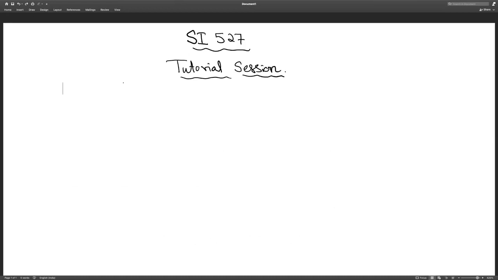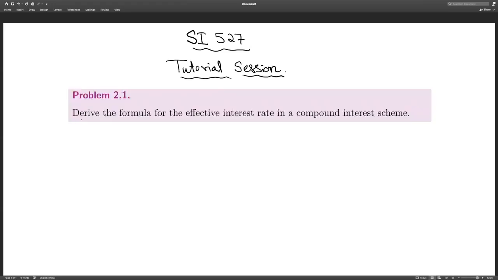Well, students, you have finished all the quizzes, and therefore I'm sure you must have tried all the problems and also got most of the problems successfully. Let us quickly go through the problems in this session. The first problem is on the effective interest rate in a compound interest scheme. The problem asks to derive the formula for the effective interest rate in a compound interest scheme.